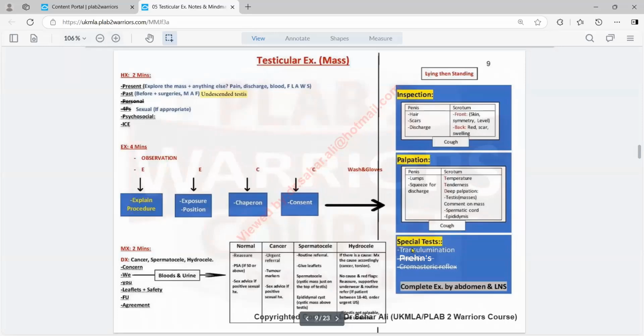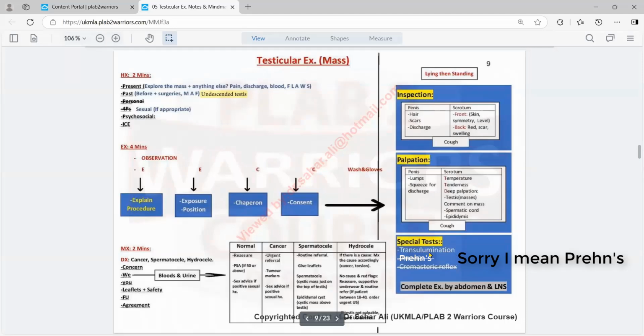Then in special tests, we have 3 main special tests: trans-illumination test, Prehn's test, and cremasteric reflex. In masses, you just verbalize or do the trans-illumination test. If you have a torch and paper, just perform the trans-illumination test. You can find how to do it in the simulation video. Prehn's and cremasteric are not important in testicular masses. Prehn's and cremasteric are important in testicular pain.